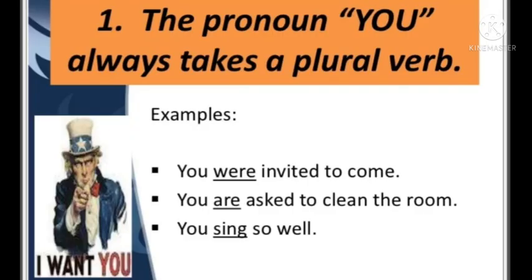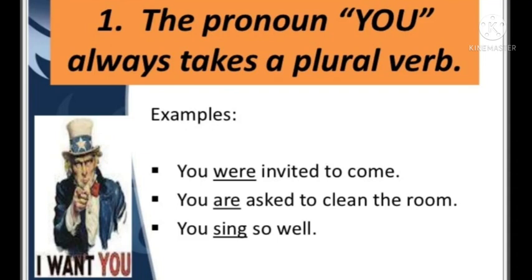Let's see the rules in detail. If we have the pronoun you, it always takes a plural verb. Even though you is singular, we have to consider it as plural. And we have to give the plural verb. You can see the examples. You were invited to come. You was invited to come, that is wrong.